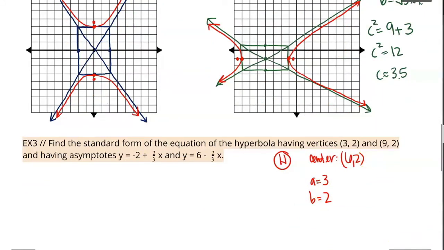So, because it's horizontal, I'm going to start with x. This will be (x minus 6) squared divided by A squared, minus (y minus k) squared over B squared, equal to 1. And that is it.